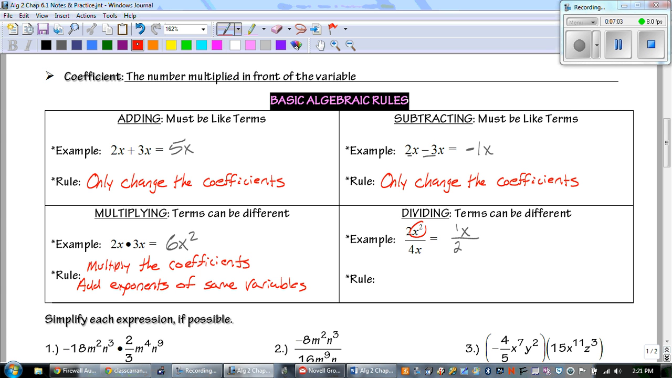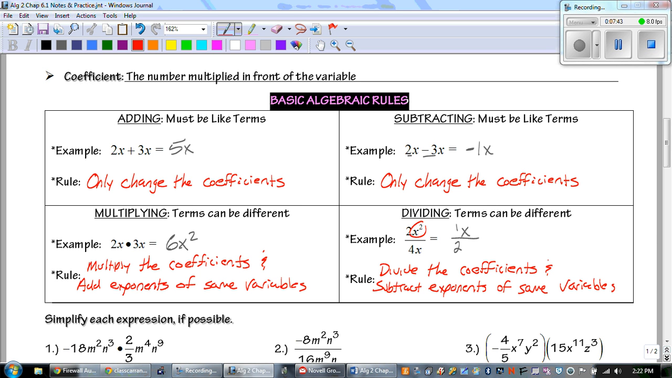What the rule was is we divide the coefficients, and we subtract the exponents of same variables. If this stuff is confusing, this would be wonderful stuff to put on your note card.